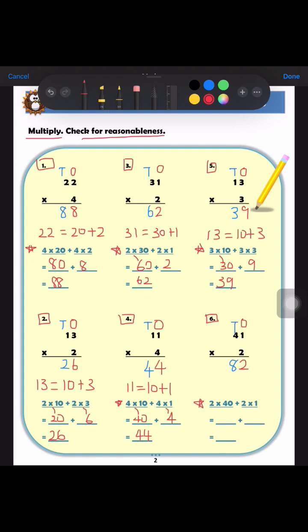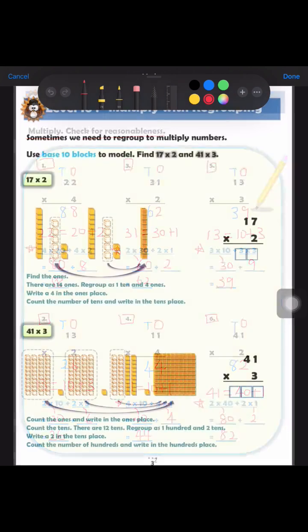Okay, check the answer. We split 41 into 40 and 1. And then multiply by 2. So 2 times 40 equals 80. 2 times 1 equals 2. So 80 plus 2 equals 82.